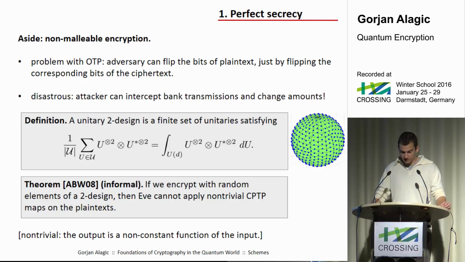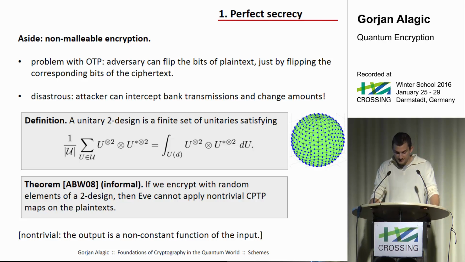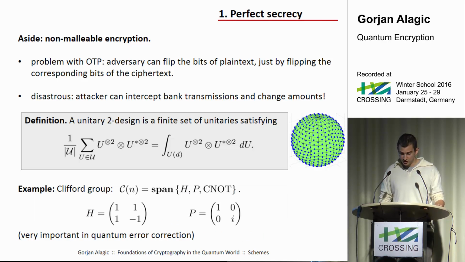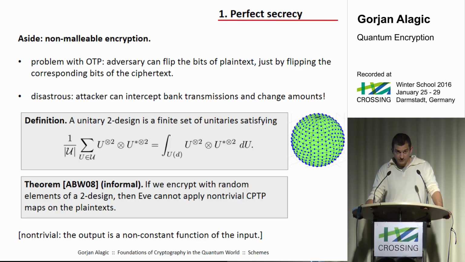So this nice theorem, which I will only state informally, says that if we encrypt our quantum states with random elements of a 2-design, like for example the Clifford group, like let's say we just generate a random circuit made up of these three gates, and then we apply that to our state. Then the effect is that the eavesdropper, Eve, cannot apply a non-trivial CPTP map on the plaintext.